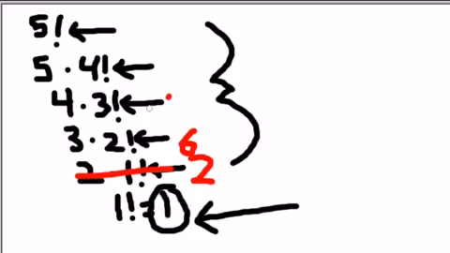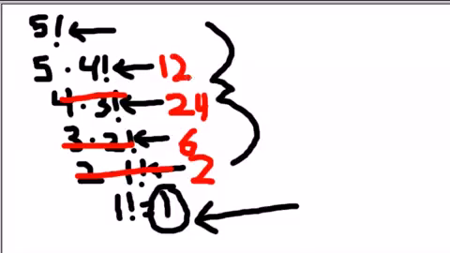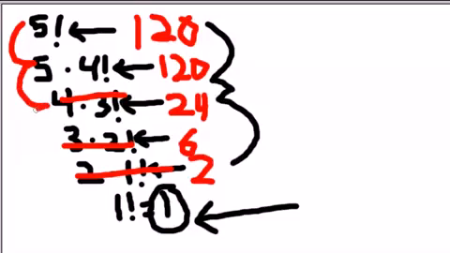4 times 3 factorial is 24. Or wait a minute, I may be wrong. 4 times 6, yeah, that's 24. Bam, problem solved. And now that we know what 4 factorial is, it's 5 times 24, which is 120, right there. And oh, you asked for 5 factorial? Yeah, it's 120.